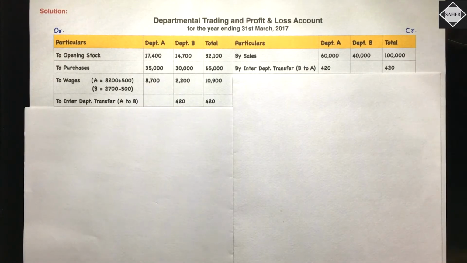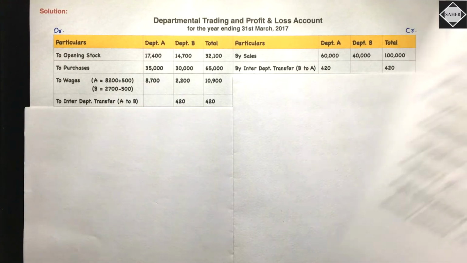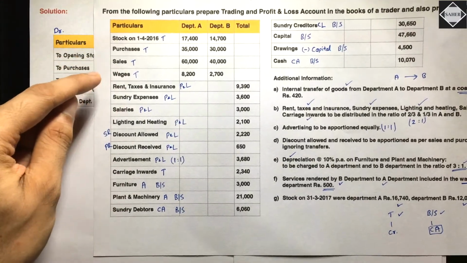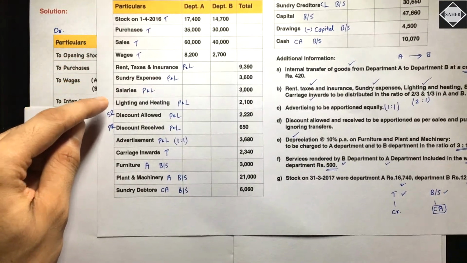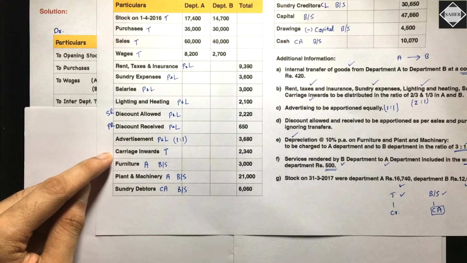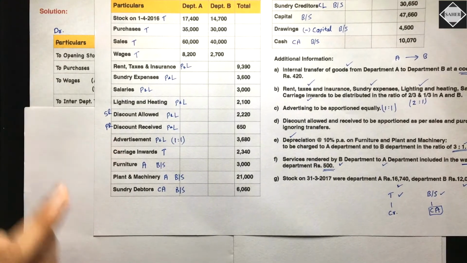Easy. Next, what do we have? Next, let's just see, do we have any more direct expenses? We are done with wages, right? Then all our P&L items only. See here, P&L, P&L, P&L. Okay, see here we have carriage inward. This is also direct expense. Yeah, it's a direct expense. It will go in trading account.